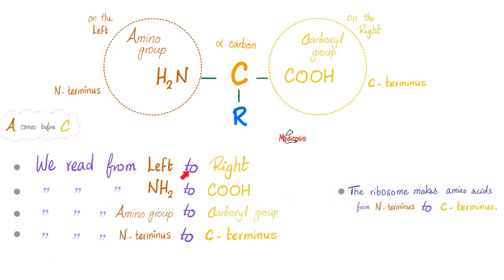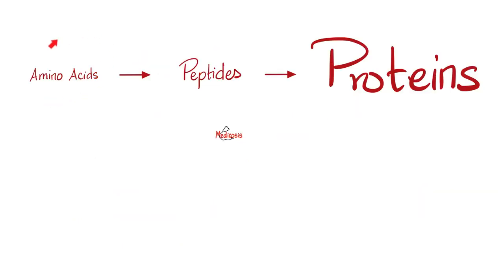In English, we read from left to right. Same thing with amino acids. We read from the amino group towards the carboxyl group. Why do we care? Because this is the order of the amino acid coming out of the ribosome on the rough endoplasmic reticulum, if you remember. The ribosome makes the N-terminus first before the C-terminus. That's why we care. Here are amino acids, they become peptides, and then they become proteins. These are the macromolecules, these are the micromolecules.